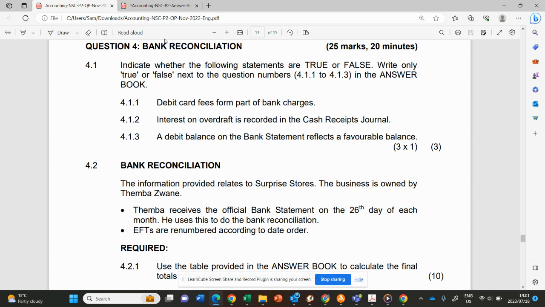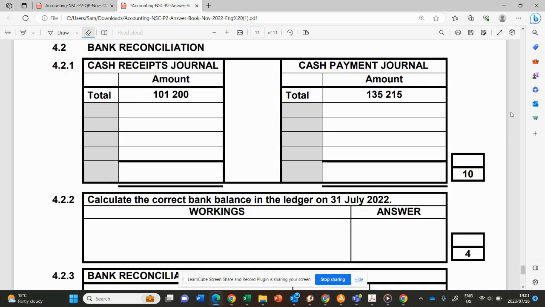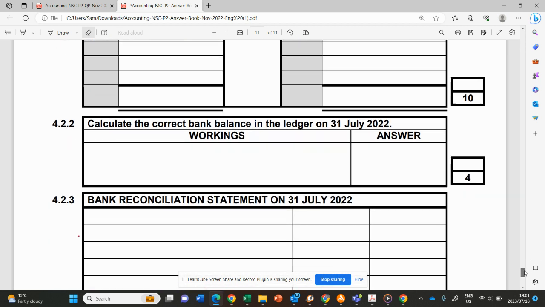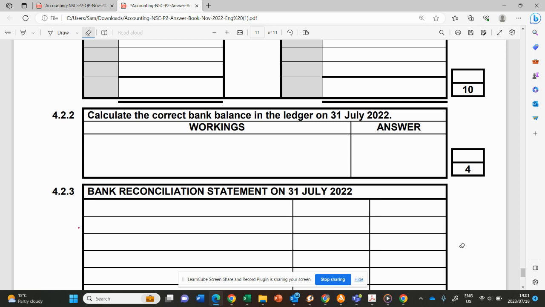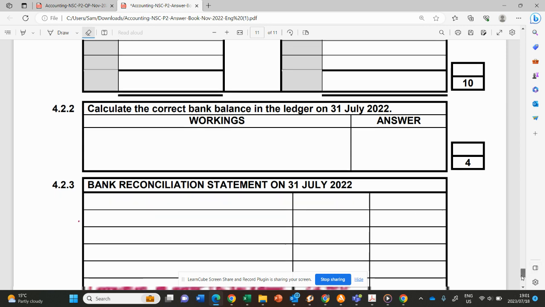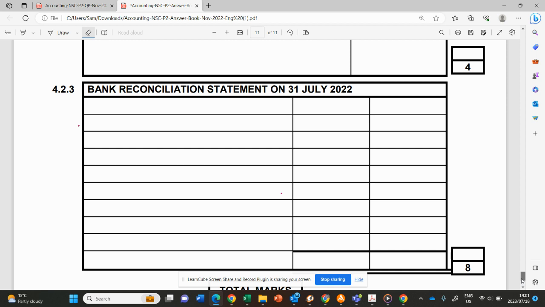Okay. Then this is the answer sheet that we're going to work on. We're given the cash journal. We need to update the cash journal. We need to calculate the correct balances per bank account. Then we need to do the BRS, the main purpose. Then proper.